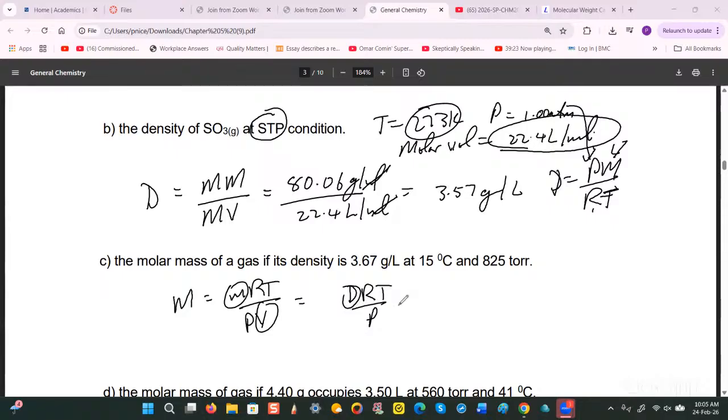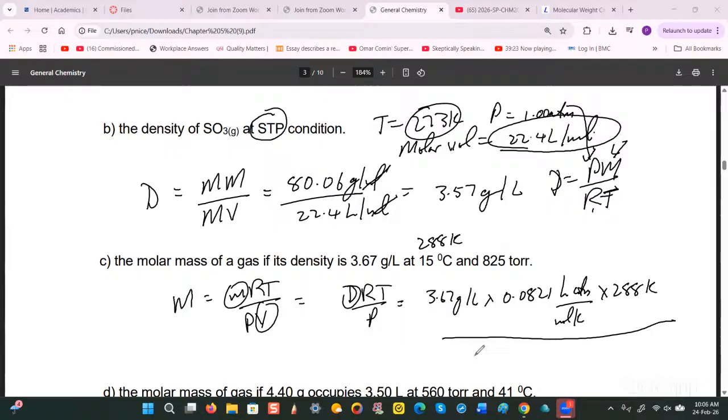I'm going to use this one directly because this question gives us a density, which is 3.67 grams per liter, multiplied by 0.0821 liters atmospheres over mole Kelvin. And then the temperature is 15 degrees, so 15 plus 273. So this is 288 Kelvin, times 288 Kelvin. And then we divide that by the pressure. Now the pressure is given in torr units, so we have to convert that to atmosphere units. And that's basically the setup.